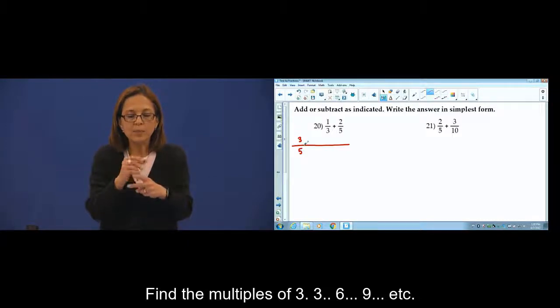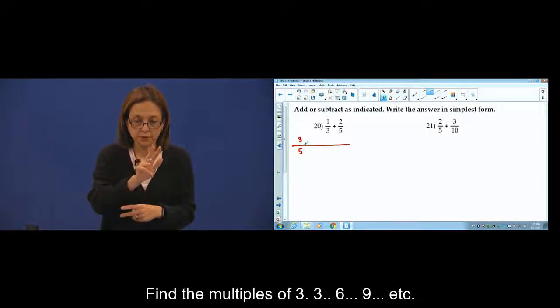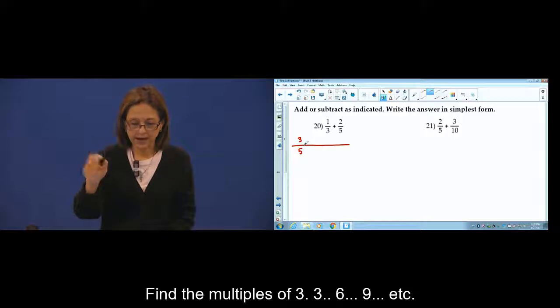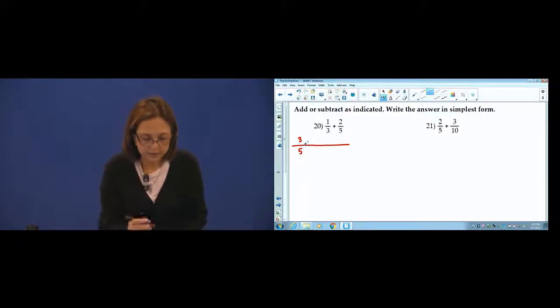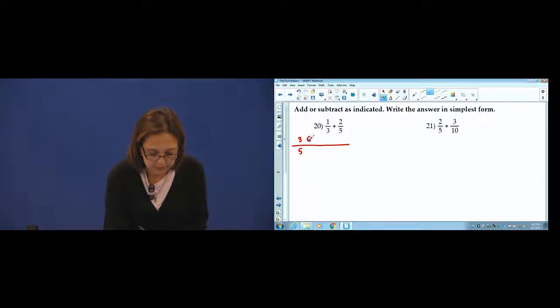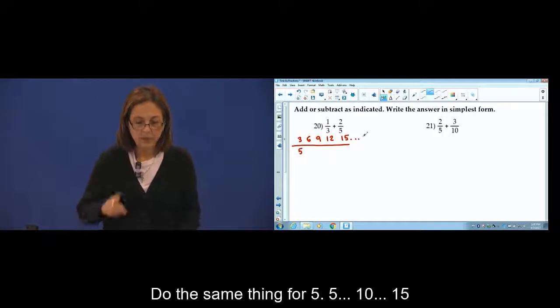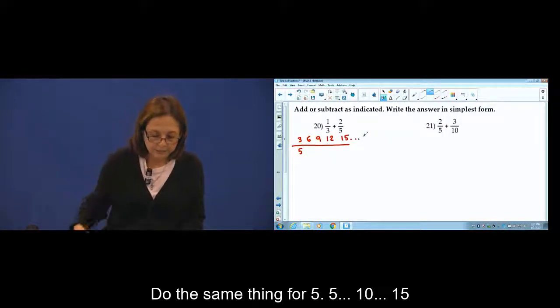Find the multiples of 3: 3, 6, 9, etc. Then do the same for 5: 5, 10, 15.